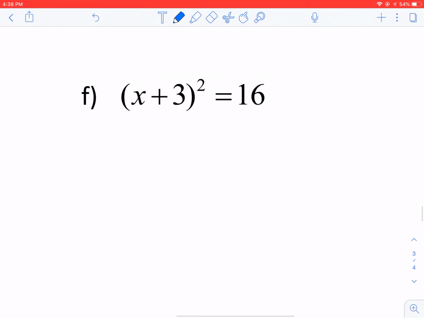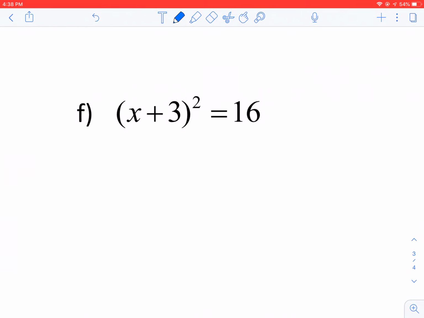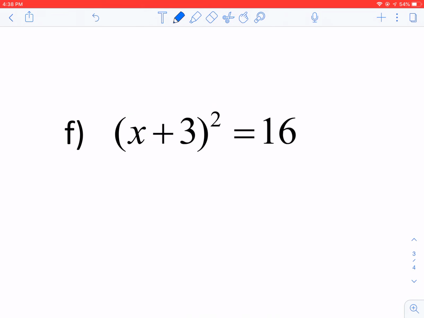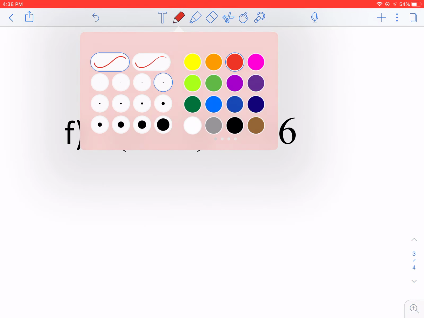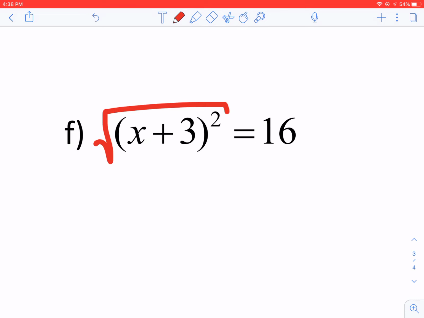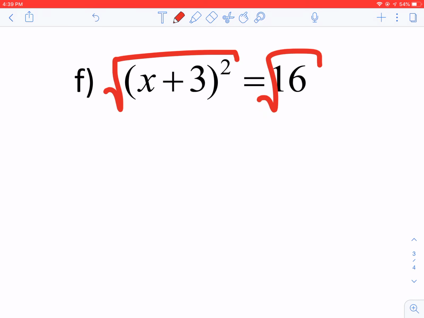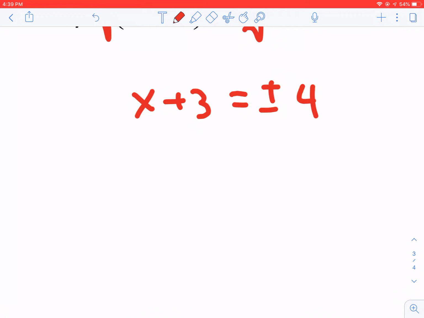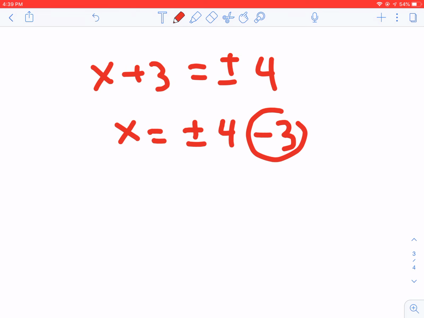On letter F, when you have something squared, but the something is more than just x, that's still fine because we can still take the square root of it, and those will cancel out. We're left with just x plus 3 equals plus or minus 4. I'm going to subtract 3 on both sides. X equals plus or minus 4 minus 3. I think I put the negative in front the first time. Doesn't matter.